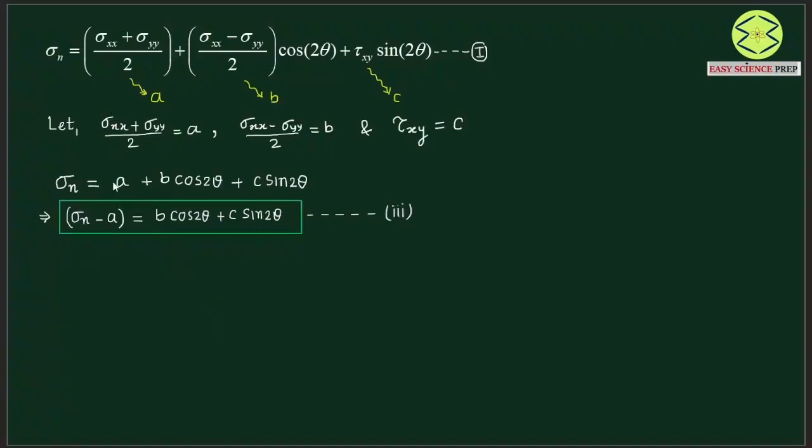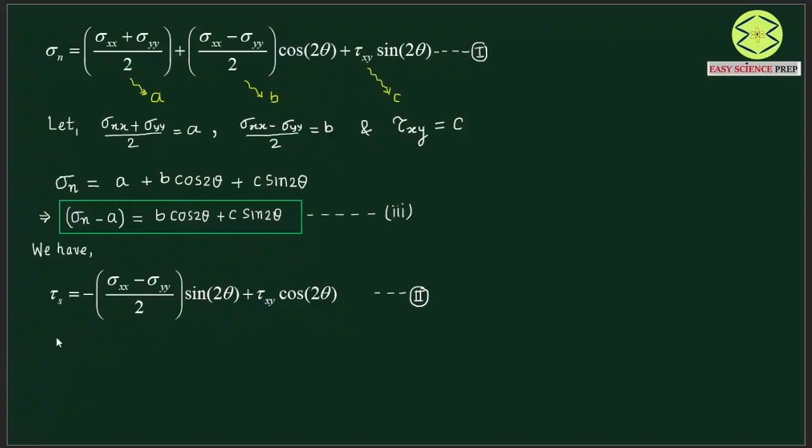Similarly, we can also take the expression of shear stress. Let me bring the equation of shear stress here. So we have the equation of shear stress, tau s equals sigma xx minus sigma yy by 2 sin 2 theta, minus tau xy cos 2 theta. But we have assumed sigma xx minus sigma yy by 2 as B and tau xy as C.